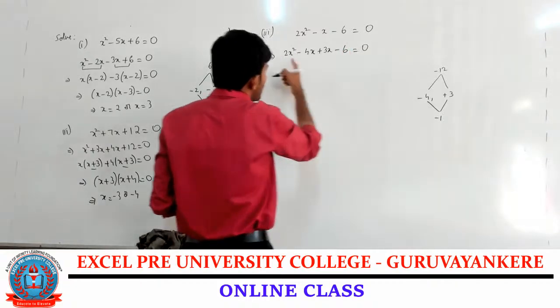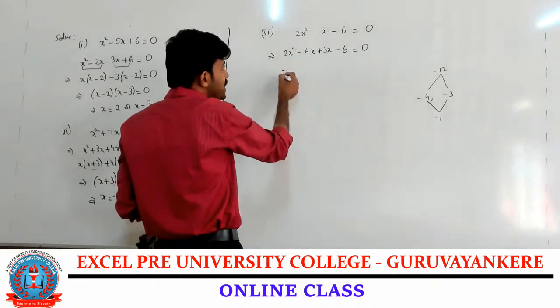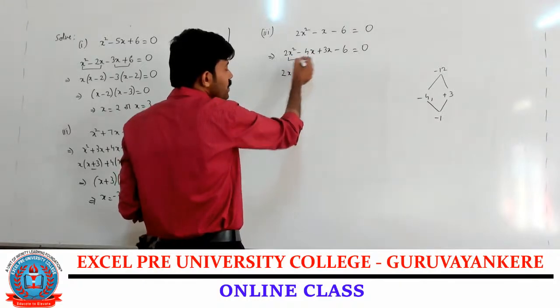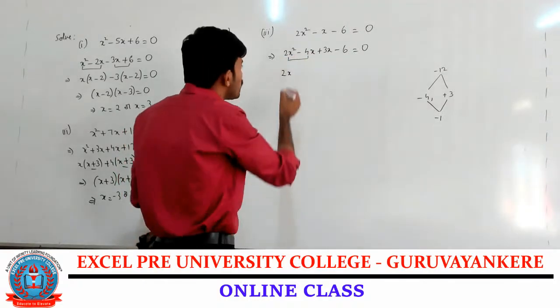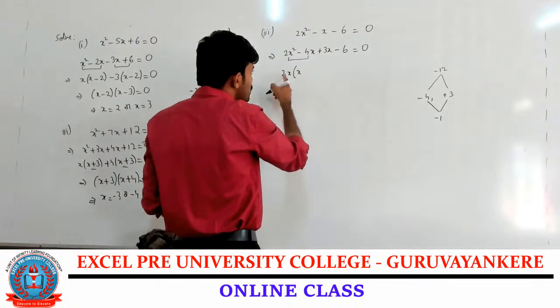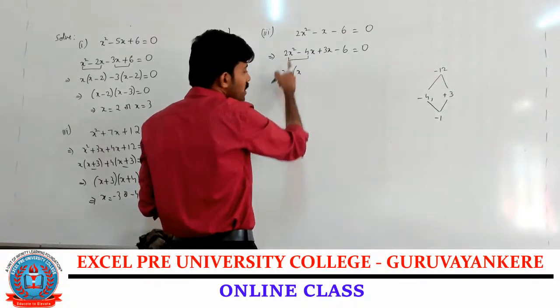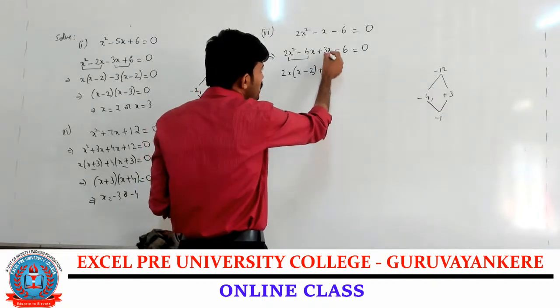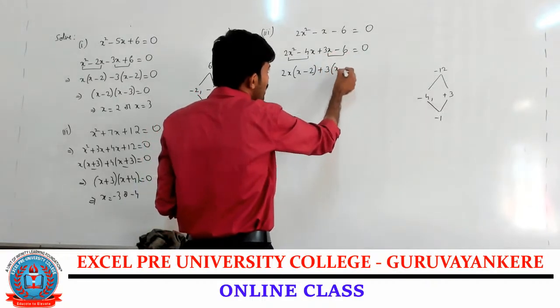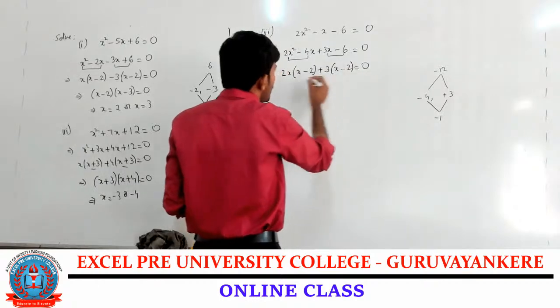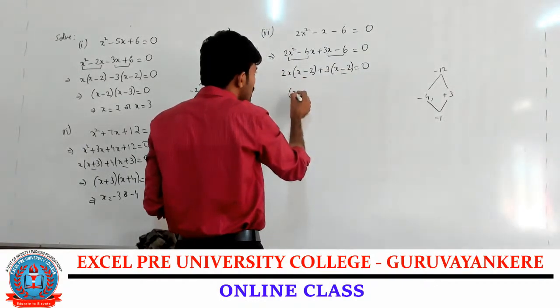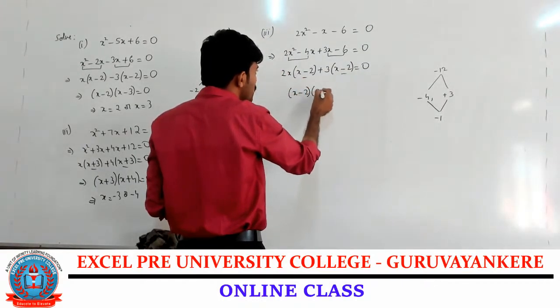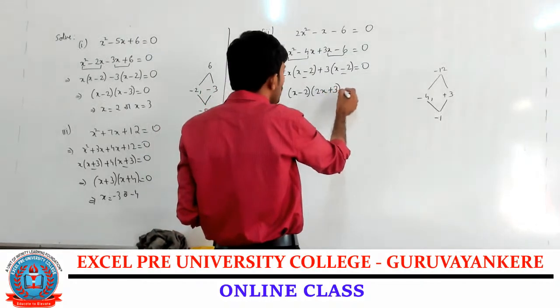Simplify this further. From the first two terms we can take 2x common, right? 2x is common here, correct? What remains here? X, so that 2x into x is 2x square. 2x into minus 2 is minus 4x. 3 is common here, 3 is common. X minus 2 equal to 0. Again x minus 2 is common. X minus 2 is common into 2x plus 3 equal to 0.